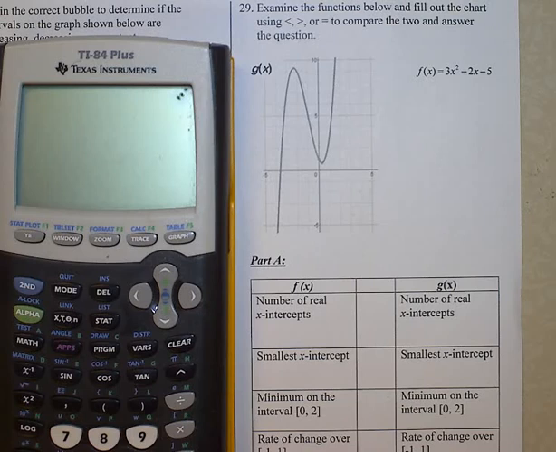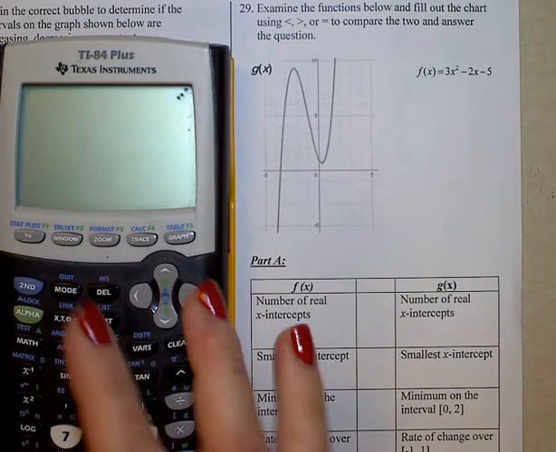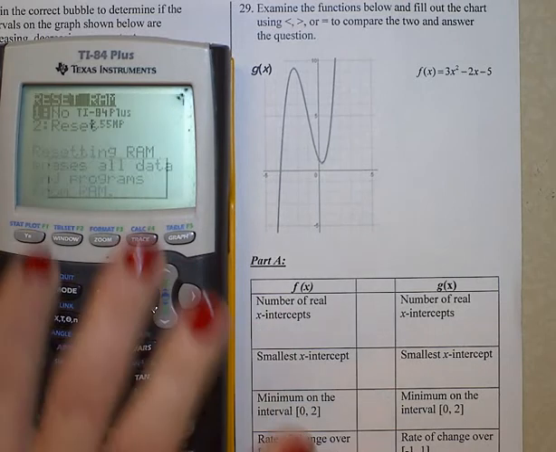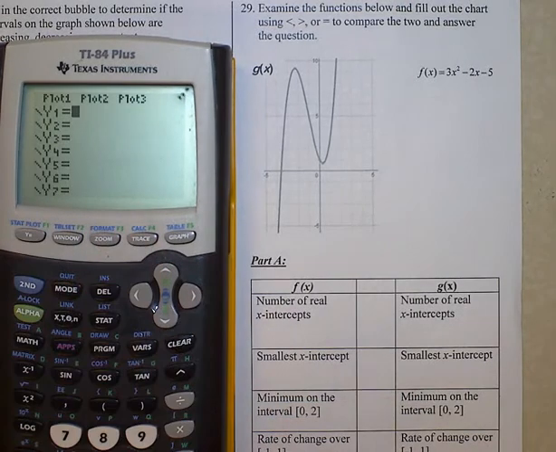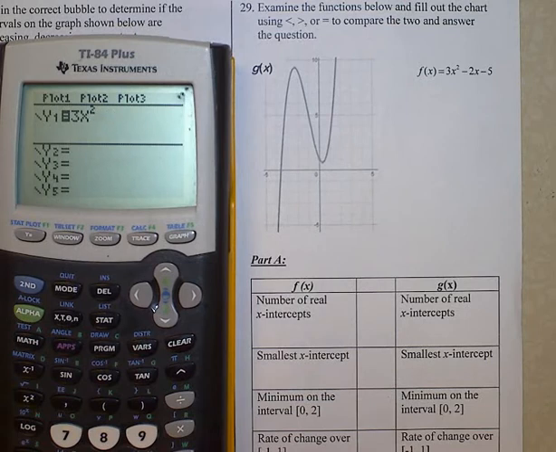Examine the functions below and fill out the chart using the symbols less than, greater than, or equal to compare the two and answer the questions after filling out this chart. Okay, so let's plug this in. Let's go second plus and type in 3x squared, subtract 2x minus 5.